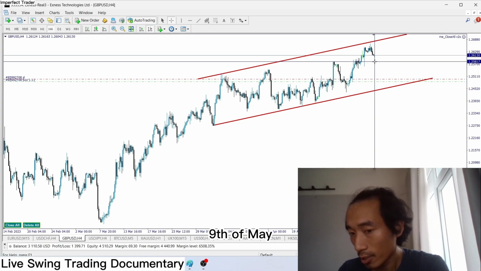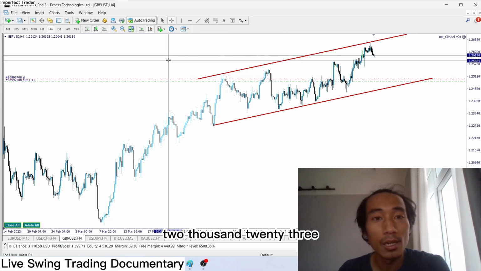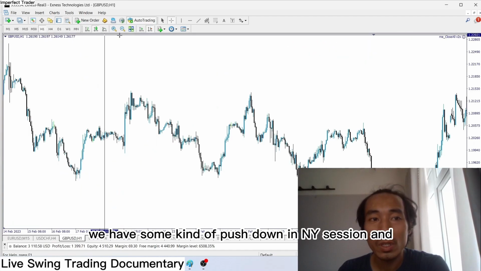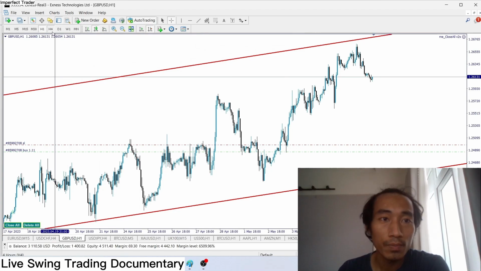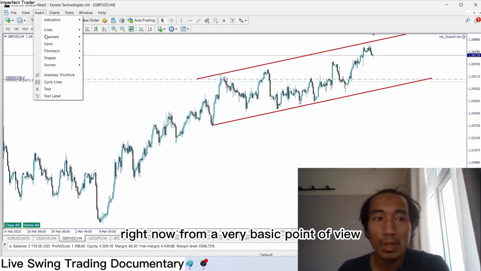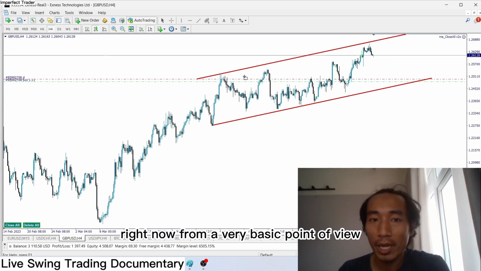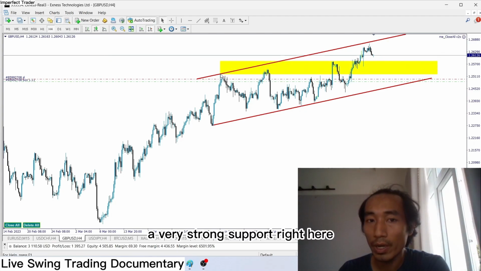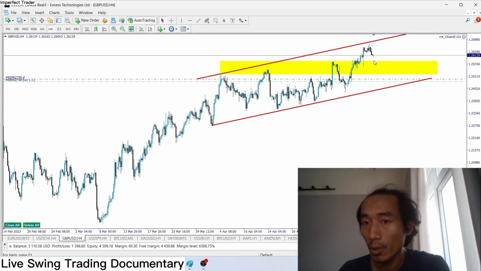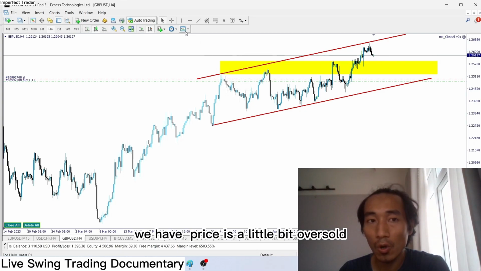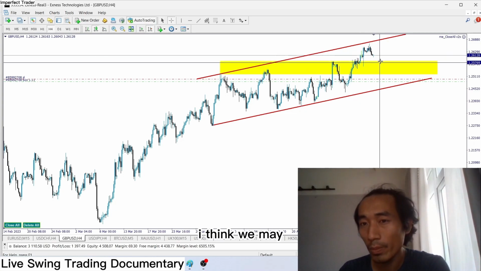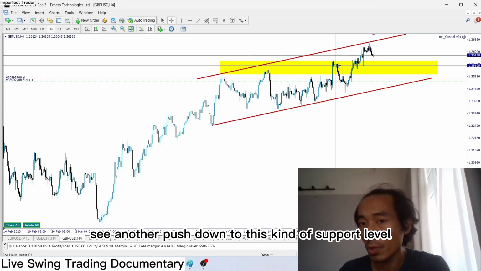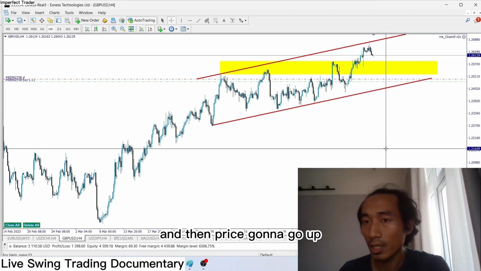So today is Tuesday, 9th of May 2023. You can see that yesterday we had some kind of push down in the New York session, and right now, from a very basic point of view, we have a very strong support right here. The price is a little bit overbought for me, so probably I think we may see another push down to this support level, and then price is going to go up.